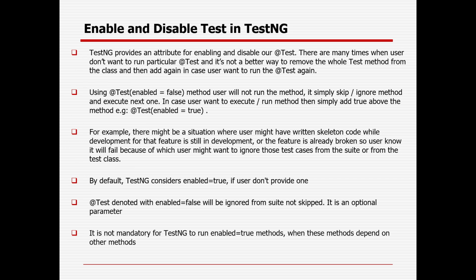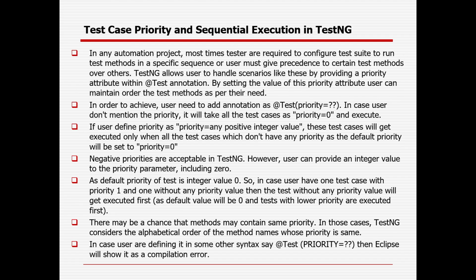If you want to enable or disable a test case, you can do it with the help of the enabled equal to false attribute. You can disable a test case instead of removing the line of code or commenting out the code. You can set the priority of the test case in case you want to execute it based on a particular priority, so that your tests will not fail. So you can give some priority. Priority goes from lower to higher. By default, priority will be 0.